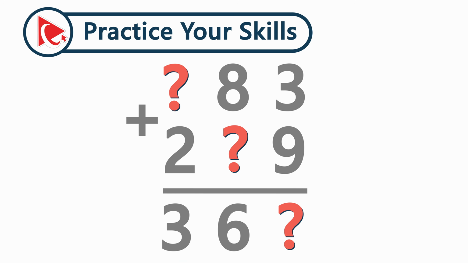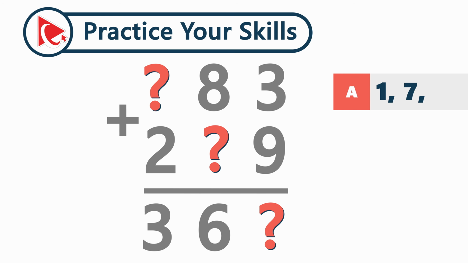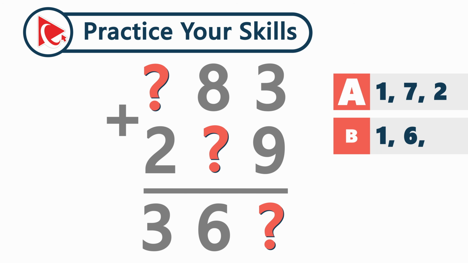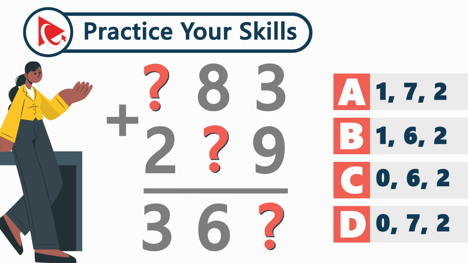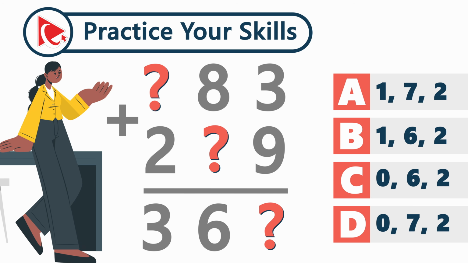You need to calculate all three missing numbers without the calculator and select your answer out of four possible choices. Choice A, 1, 7, and 2. Choice B, 1, 6, and 2. Choice C, 0, 6, and 2. And choice D, 0, 7, and 2. Once you've calculated your answer, share it in comments and I'll give you my feedback. Good luck with this exciting challenge.